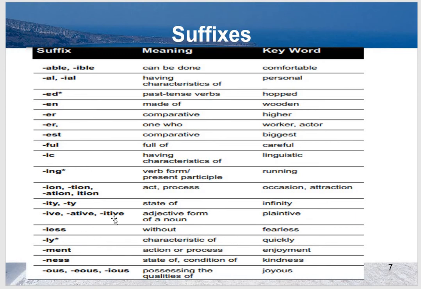Ive, ative or itive, adjective form of a noun, plaintive. Less, without, fearless, without fear. Ly, characteristic of, quickly. Ly is usually used with adverbs of manner. Ment, action or process, enjoyment. Ness, state of, kindness. Ous, eous, ious mean possessing the quality of something, joyous. So learn the list of suffixes and prefixes, and this is a tip to memorize vocabulary and understand its meaning.